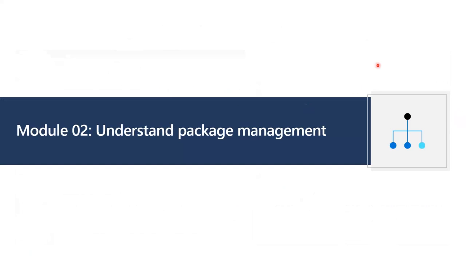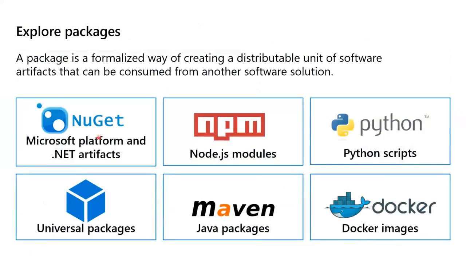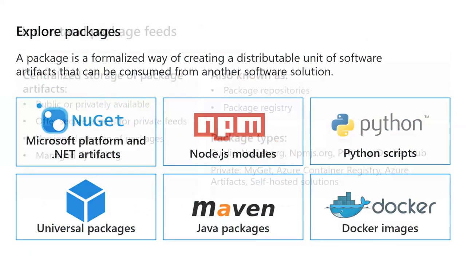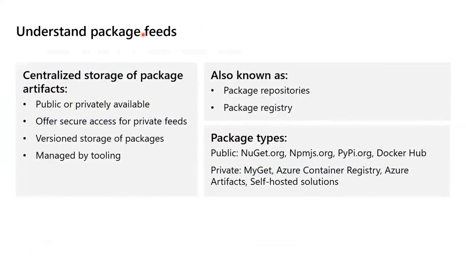So what is package management? Again, there are common sources that provide common packages. Normally, this will depend on the programming languages. For example, we have NuGet for C#, Node for JavaScript, Python, Docker. A package is a formalized way of creating a distributable unit of software artifacts that can be consumed from another software solution. Inside Azure DevOps, we have the package feeds.